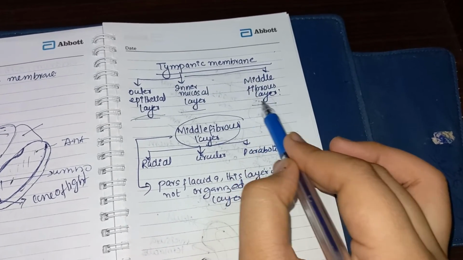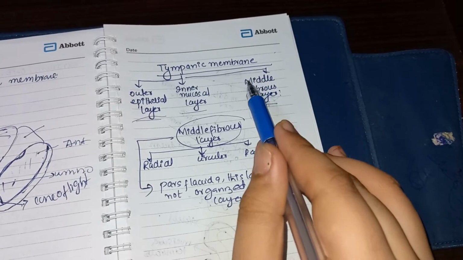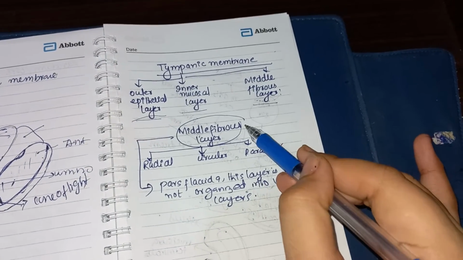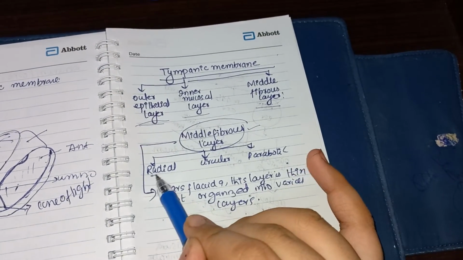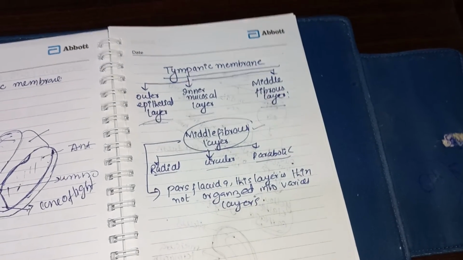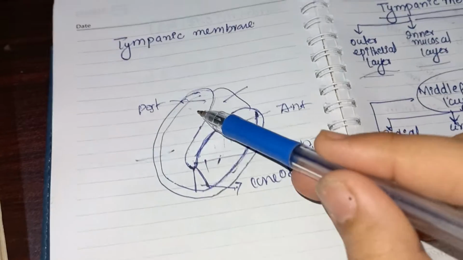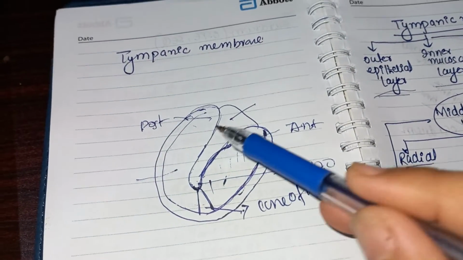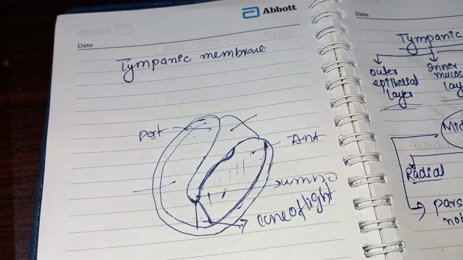Now this fibrous layer makes the difference between the pars tensa and pars flaccida, because this fibrous layer is arranged into radial, circular, and parabolic in the pars tensa part. Now this whole is the pars tensa part, and this upper part is the flaccida part.